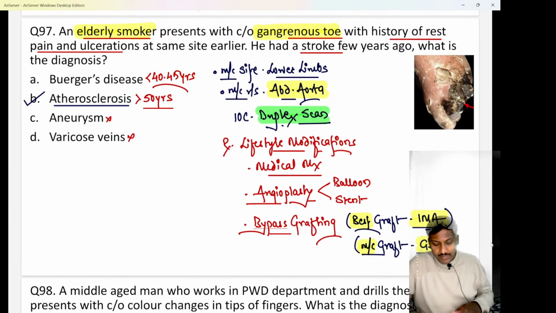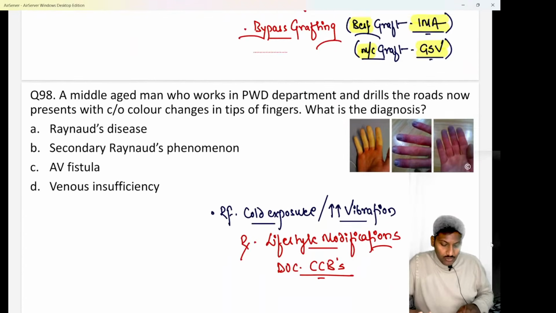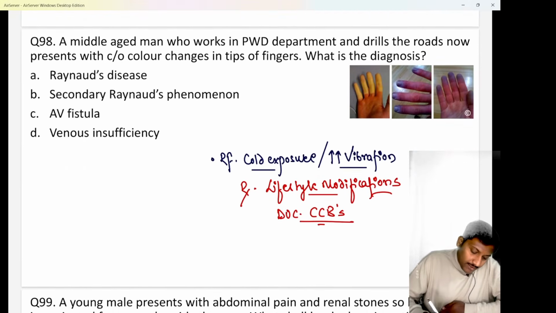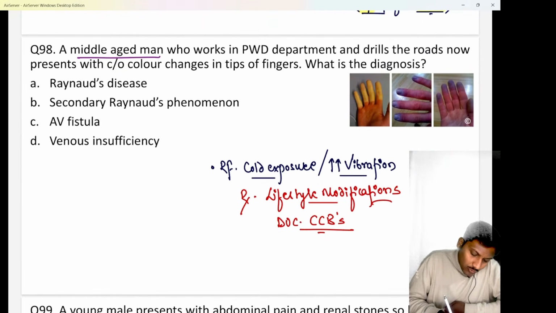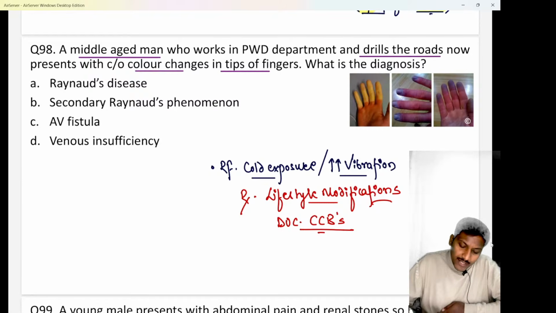Varicose veins basically cause dilated veins, as we know. Question number 98. Here they are saying a middle-aged man who works in the PWD, the public welfare department, and drills the roads, now presents to you with complaints of color changes in the tips of fingers as shown below. What is the likely diagnosis?